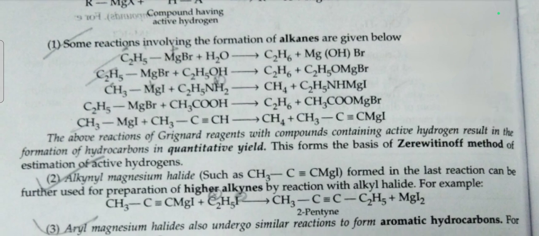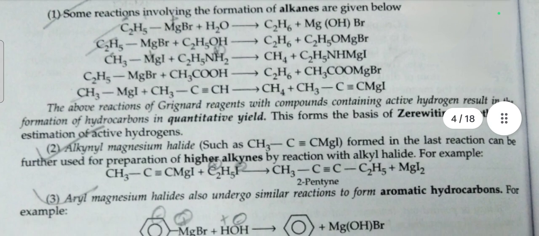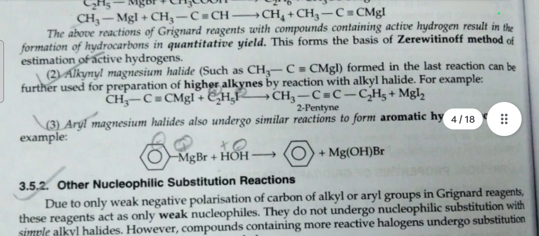Reactions of Grignard reagent with compounds containing active hydrogen result in the formation of hydrocarbon in quantitative yield. This forms the basis of the Zerewitinoff method of estimation of active hydrogens. Second, alkyl magnesium halides formed in the last reaction can be further used for preparation of higher alkynes by reaction with alkyl halide. Aryl magnesium halides also undergo similar reactions to form aromatic hydrocarbons.